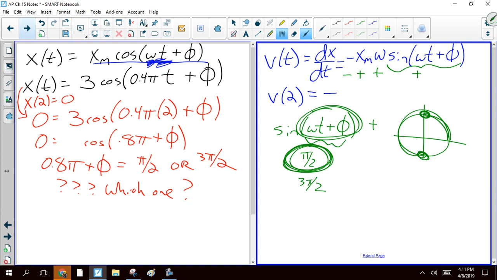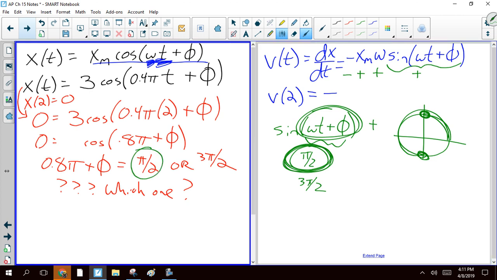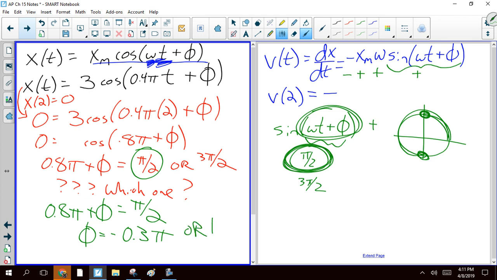So over here, it's got to be this guy. So 0.8 pi plus phi has got to equal pi over 2. Solve by subtracting 0.8 pi, and you find that phi is negative 0.3 pi. Or if you want, you can add 2 pi to that. Remember, it's cyclical, so you could also write it as 1.7 pi.